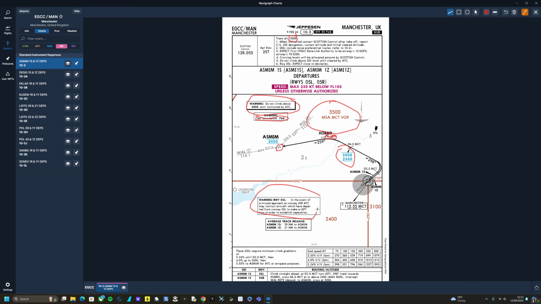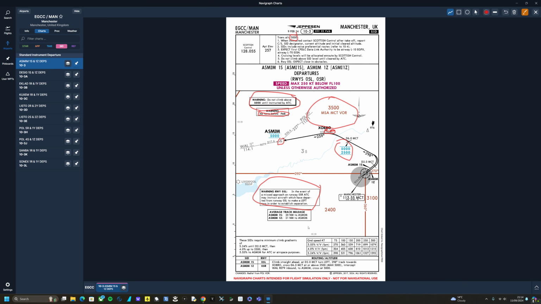Then you've just got little information here. These are always just information, really. You're going to get information on charts, usually self-explanatory. In the event of a missed approach on runway 5 right, ATC may instruct aircraft which have departed from runway 5 left to make a left turn in order to establish separation. So, if you just get told to turn, that's self-explanatory. You listen to ATC when they tell you to do something. Otherwise, you're going to cause collisions. So, yeah, just telling you to listen to ATC, really.